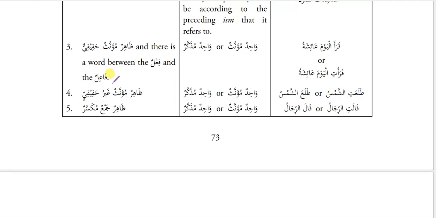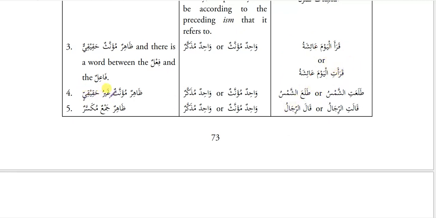Rule number 3. If the fa'il is zahir, muannas, haqiqi, and then there is a word between the fi'l and fa'il, the fi'l can be muzakkar or muannas, like qara'a al-yawma aishatu or qara'at al-yawma aishatu, both are right. So the third rule is that suppose there is a fi'l and there is a fa'il, but between fi'l and fa'il there is another word. At that time we have the option to use a muzakkar fi'l or a muannas fi'l. Both are correct.